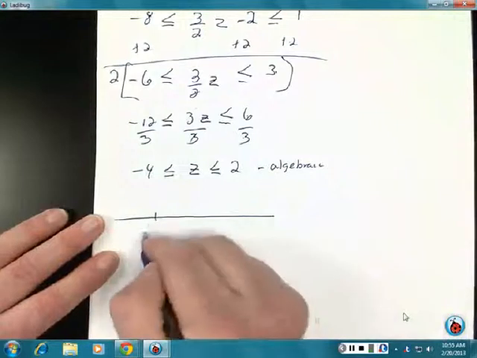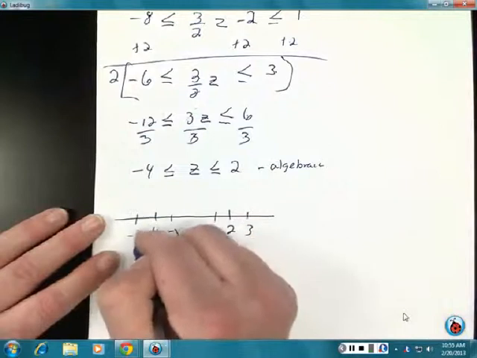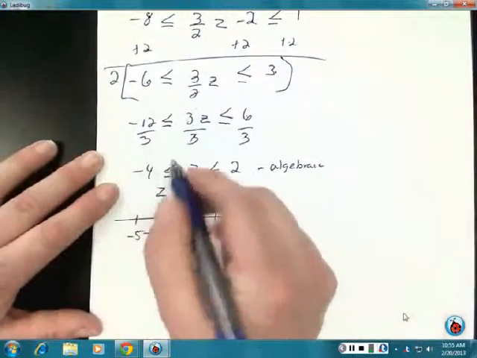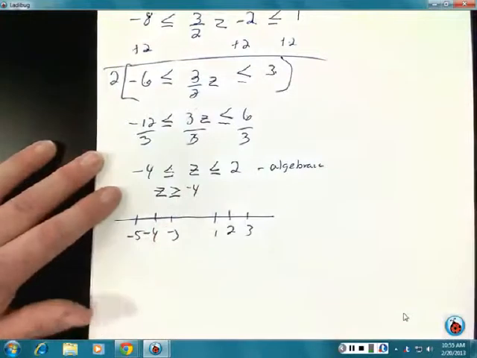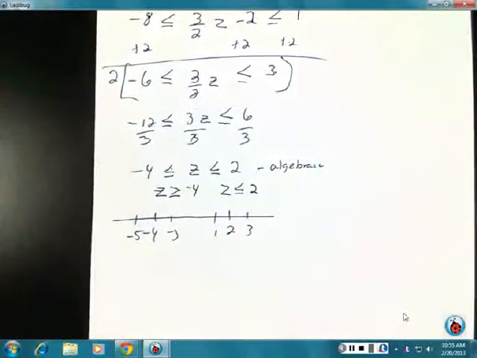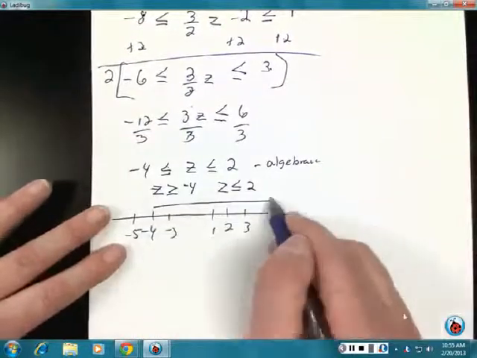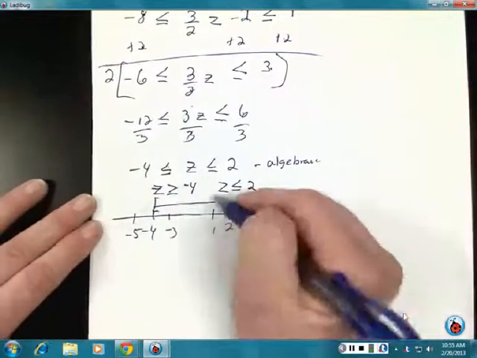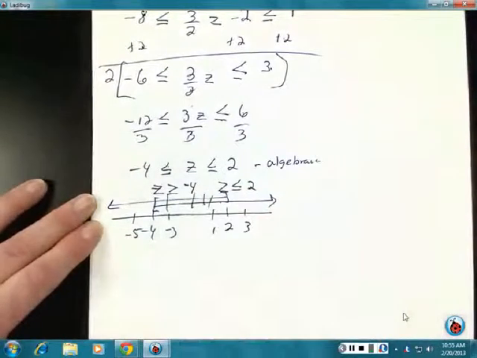If I graph it, negative 4 to... What way am I going? So, rewrite it though. It's going to be z opening towards negative 4, because you'll go the wrong way. Always rewrite these. Z is less than or equal to 2. So what way do I go? Greater than, in brackets. Yep. Okay. And what way does it go for the 2? Less than. With a bracket. So my answer is the overlap. So an interval.